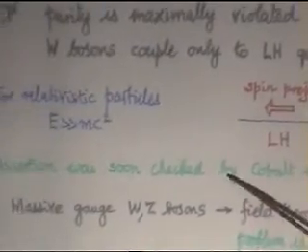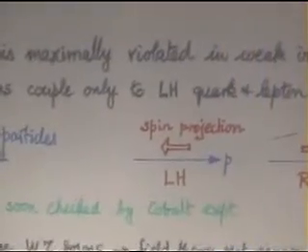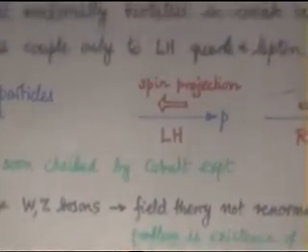Once this was asserted, it could have been checked at any time, but the assertion had to be made, and within 6 months they found that this indeed was true, that parity is maximally violated. There's another big puzzle in particle physics: why is parity maximally violated?